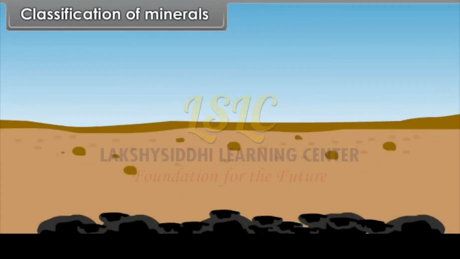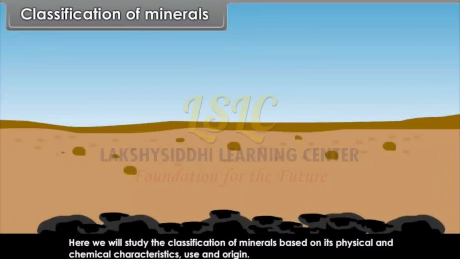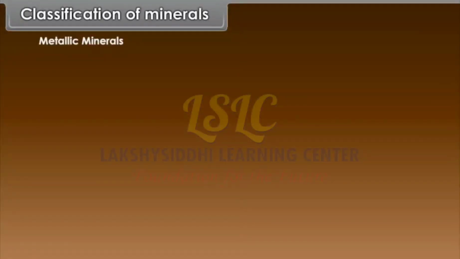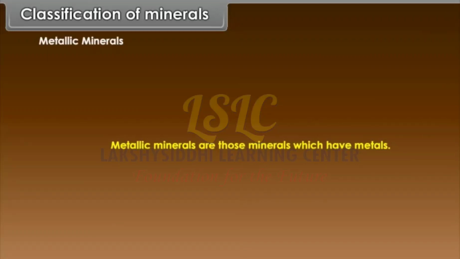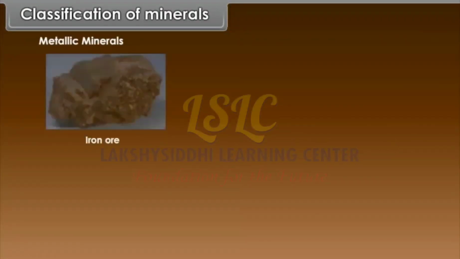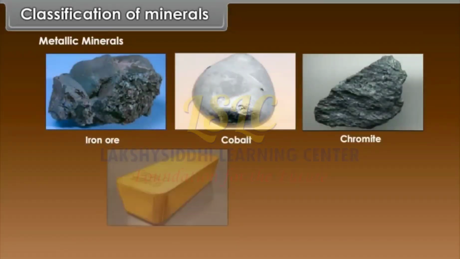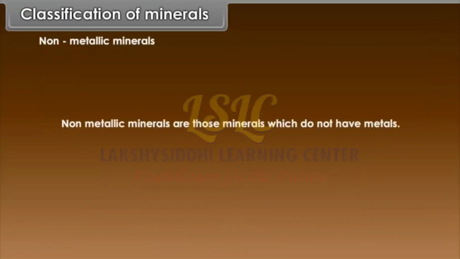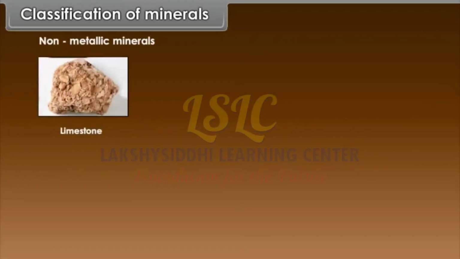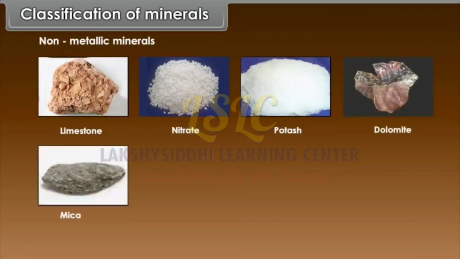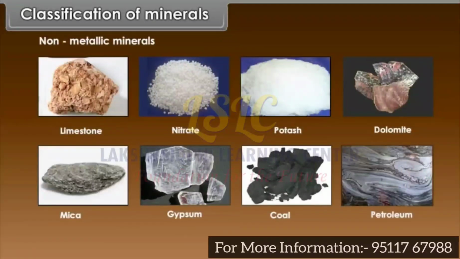Classification of minerals. Here we will study the classification of minerals based on their physical and chemical characteristics, use and origin. They are metallic and non-metallic minerals. Metallic minerals are those minerals which have metals. Example: iron ore, cobalt, chromite, gold, silver, etc. Non-metallic minerals are those minerals which do not have metals. Example: limestone, nitrate, potash, dolomite, mica, gypsum, coal, petroleum, etc.